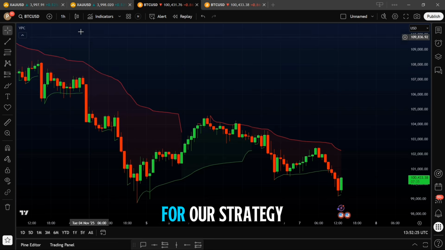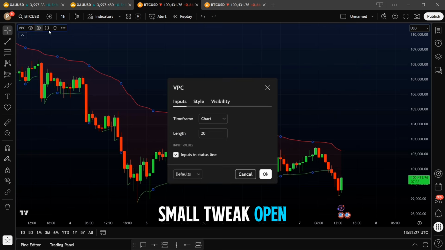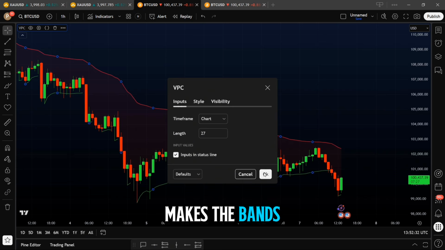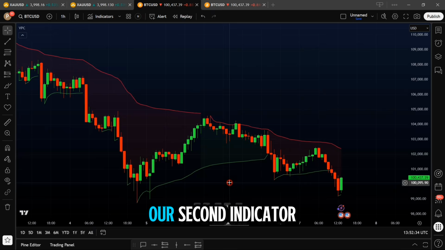To optimize this for our strategy, we need one small tweak. Open the indicator settings, go to the Inputs tab and change the length from the default to 27. This small change makes the bands more responsive and perfectly syncs it with our second indicator.